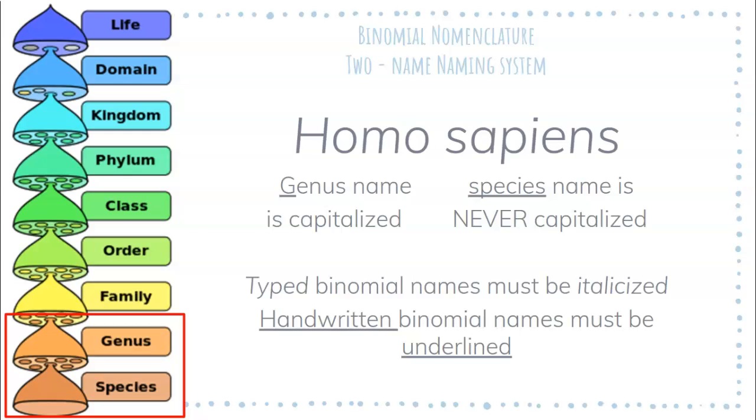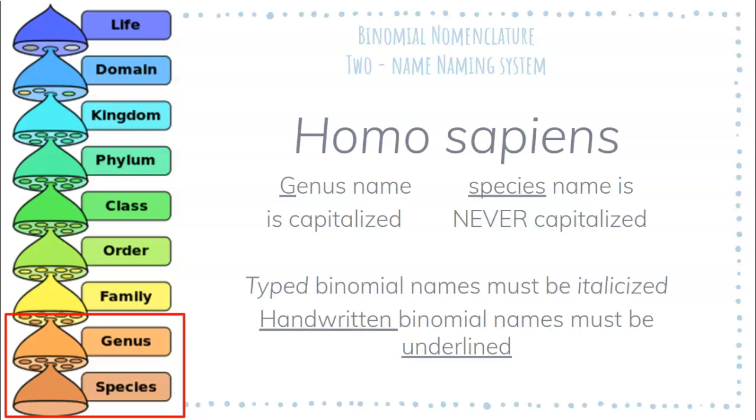An example would be Homo sapiens. Homo is the genus, a little bit more broad, and that term is always capitalized. Sapiens, the species, is very specific. It's never capitalized.